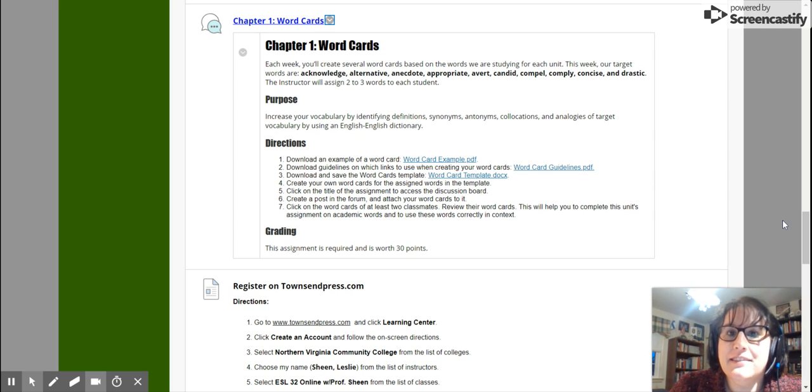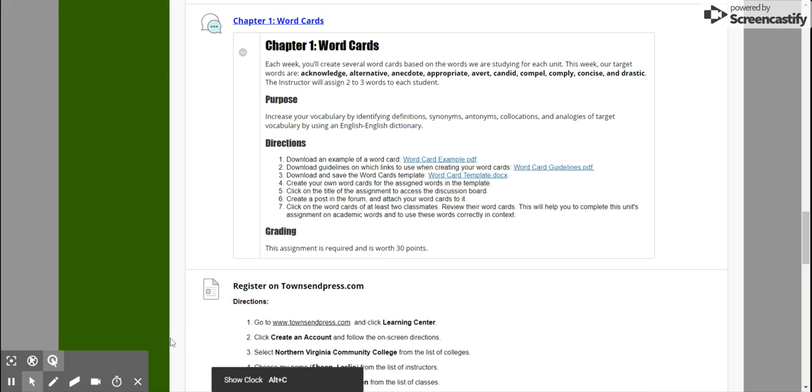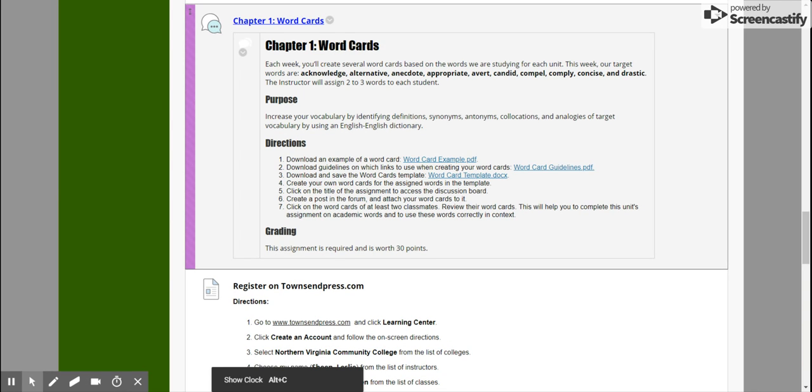Okay, so as I say all the time, and if you are not tired of me saying this, you will be soon. Please always read the directions very carefully because they are there to help you. Okay, so let's have a look at the instructions for the word cards. Okay, so you're going to notice here, first of all, it says each week you'll create several word cards based on the words we are studying for each unit.